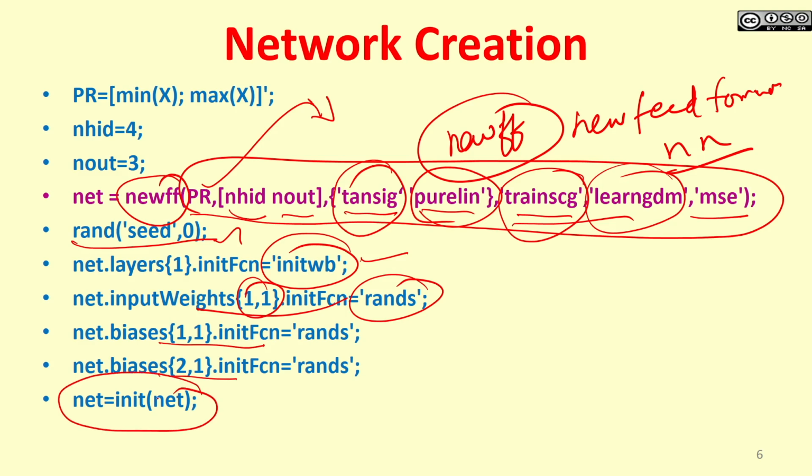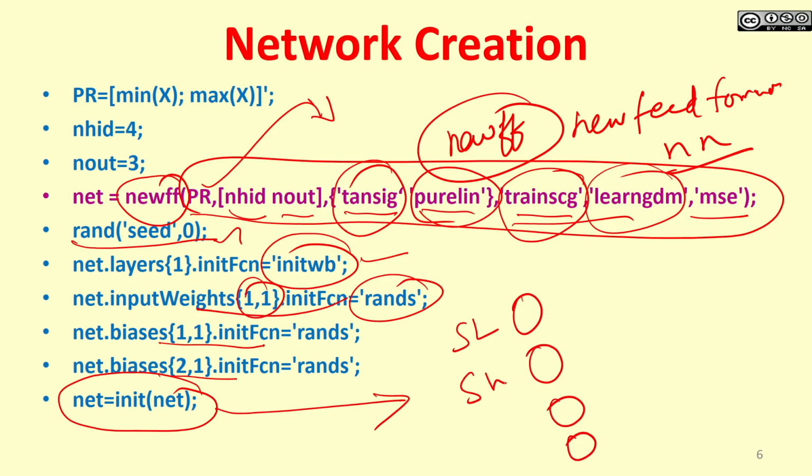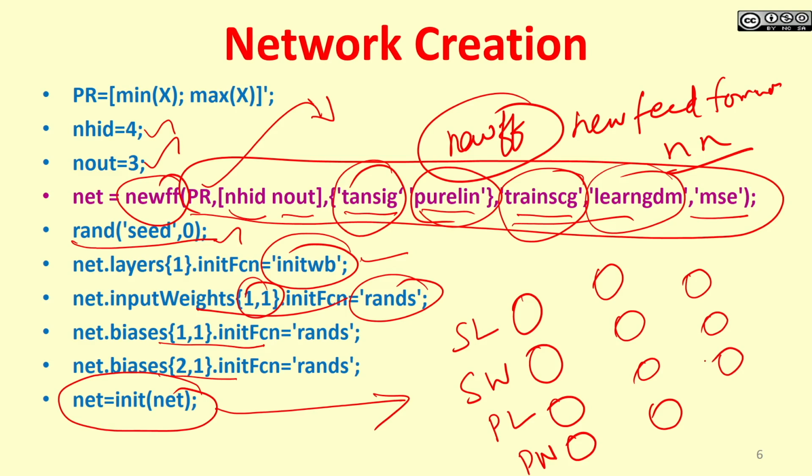So, after executing this init net, what we got is 1 2 3 4. So, what does this 4 represent? This is for sepal length, this is for sepal width, this is for petal length, and this is for petal width. So, these are the 4 things we got. Now, how many hidden neurons are used? 4 hidden neurons. What are the output neurons? 3 output neurons.